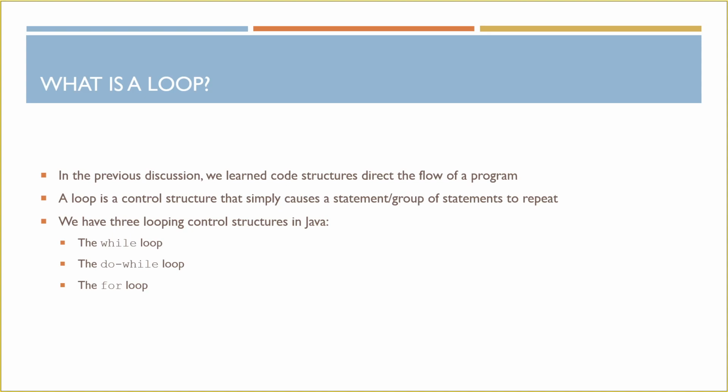They direct the flow of a program based on some kind of condition, right? So a decision structure like an if statement will control the flow of a program if something is true or if something is not true. That's kind of the way that will direct the flow. A loop is a control structure that basically just causes statements or groups of statements to repeat. And like I mentioned earlier, we have 3 looping control structures in Java: the while loop, the do while loop, and the for loop.